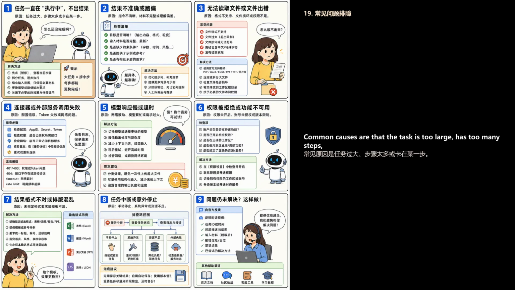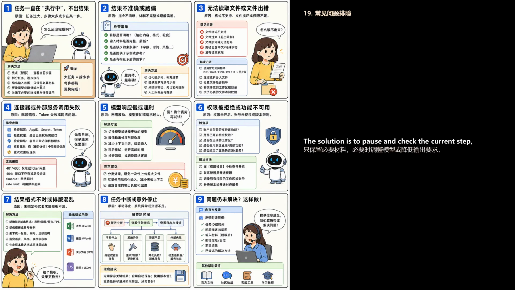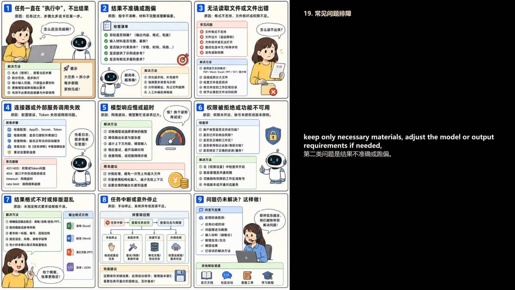The solution is to pause and check the current step, split the task into smaller parts, reduce the input scope, keep only necessary materials, adjust the model or output requirements if needed, and turn off unnecessary connectors or external calls.